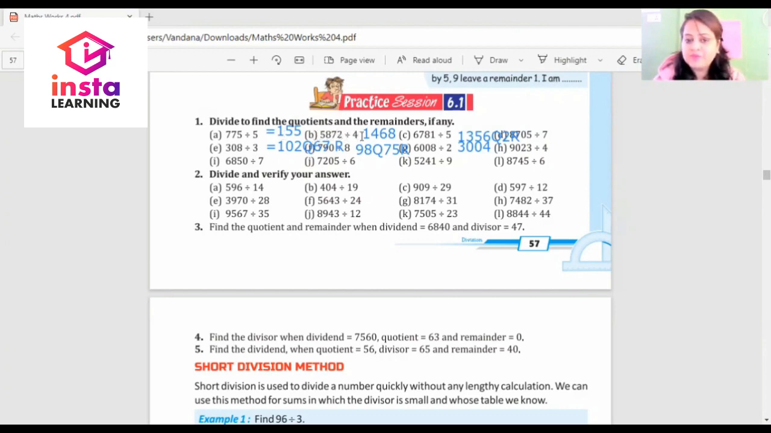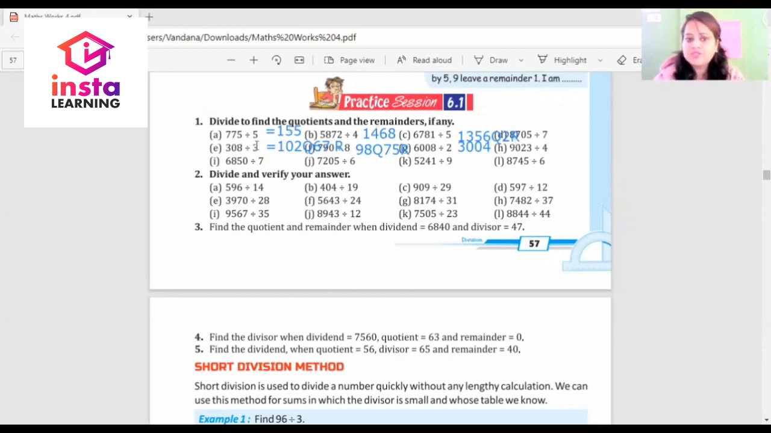5,872 divided by 4. You will get the quotient 1,468. And after this, the C question: 6,781 divided by 5. You will get the answer 1,356 as quotient, and 2 is your remainder. Just take out your notebook and write the answer. Match your answer with me.